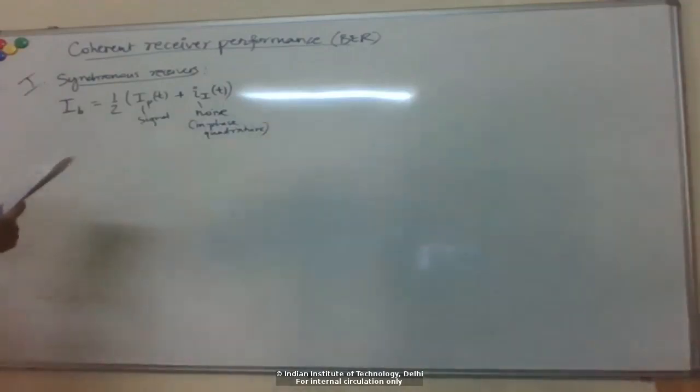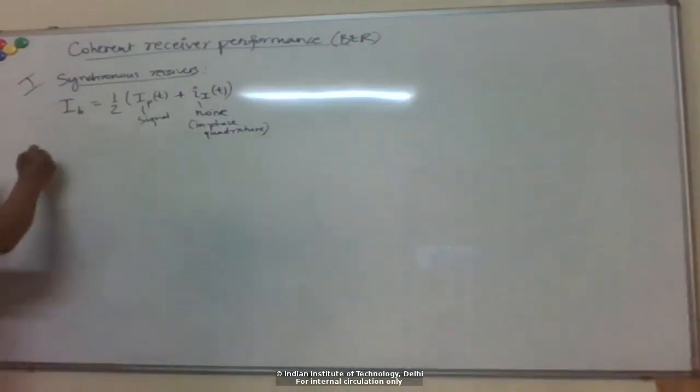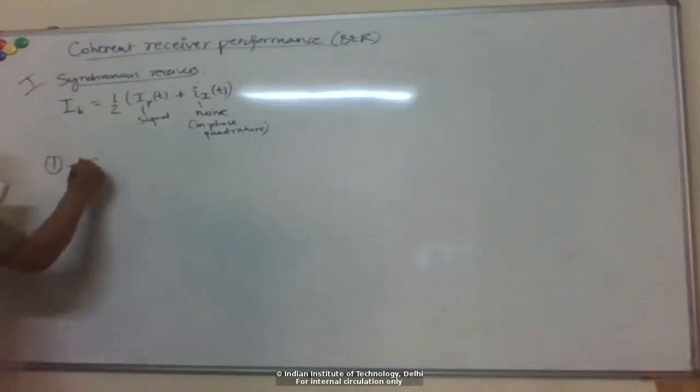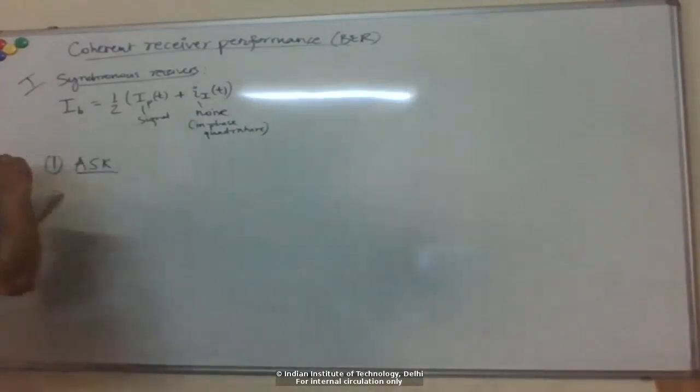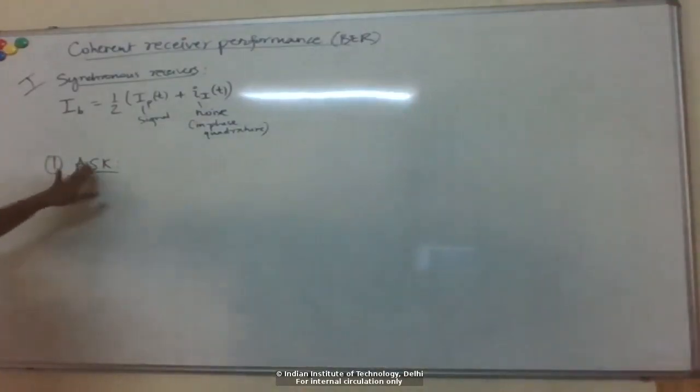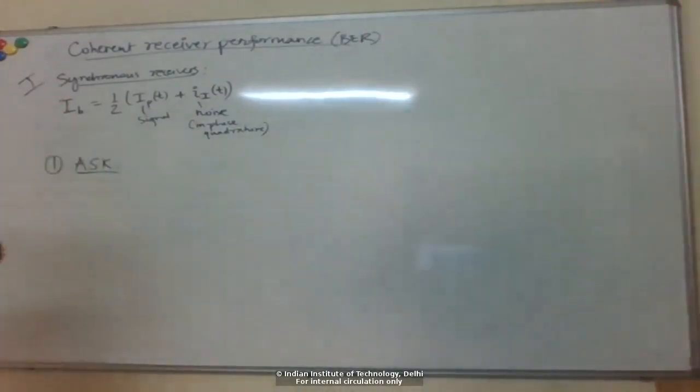Okay, so now let's look at the different modulation formats, starting with ASK, amplitude shift keying, which for all practical purposes is basically like intensity modulation, right? But now we're looking at the performance using a coherent receiver instead of direct detection.